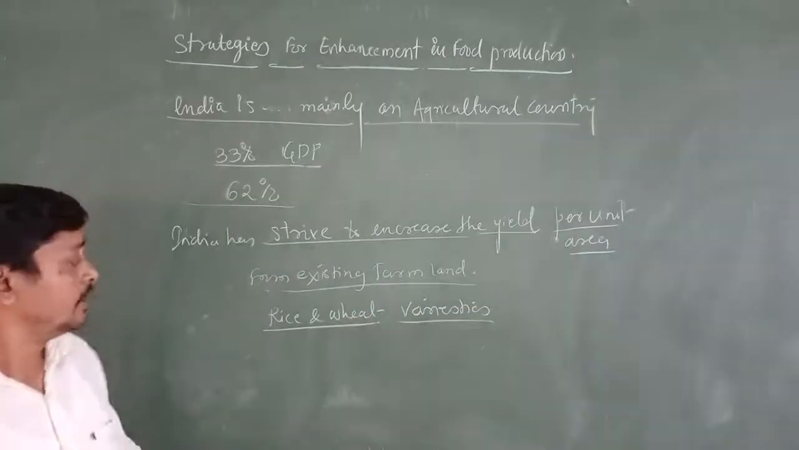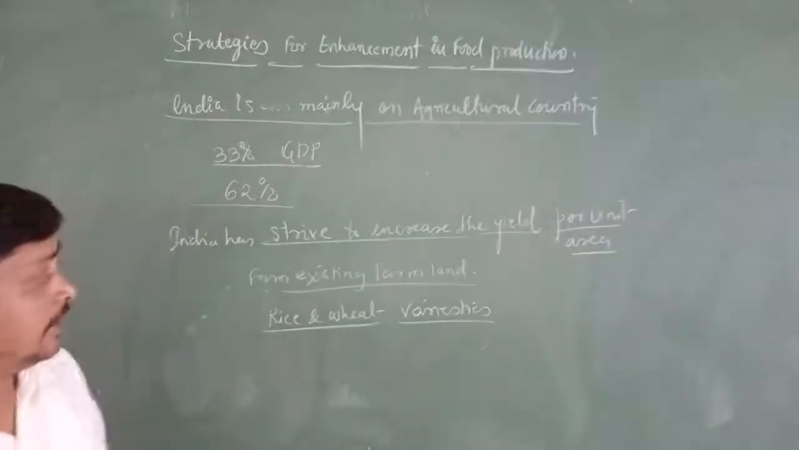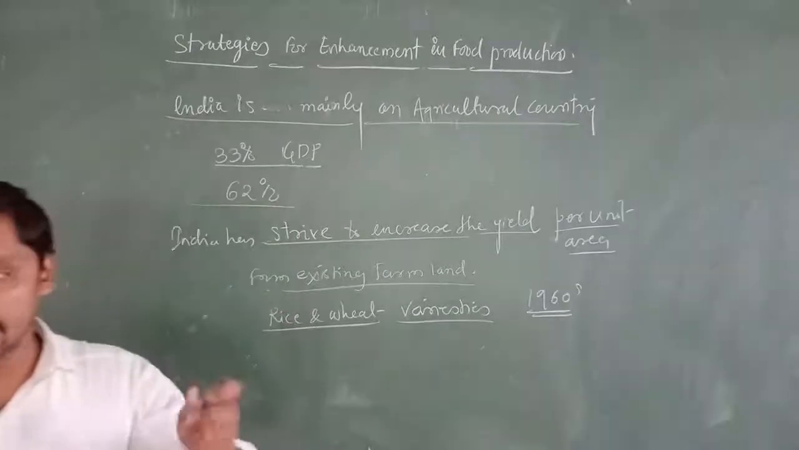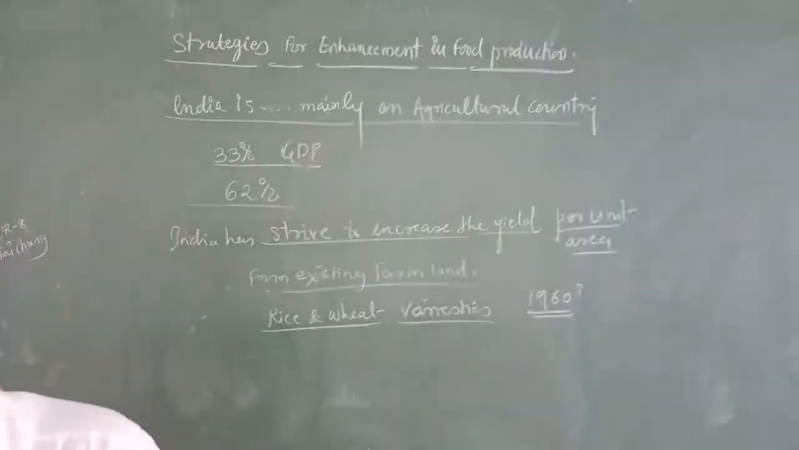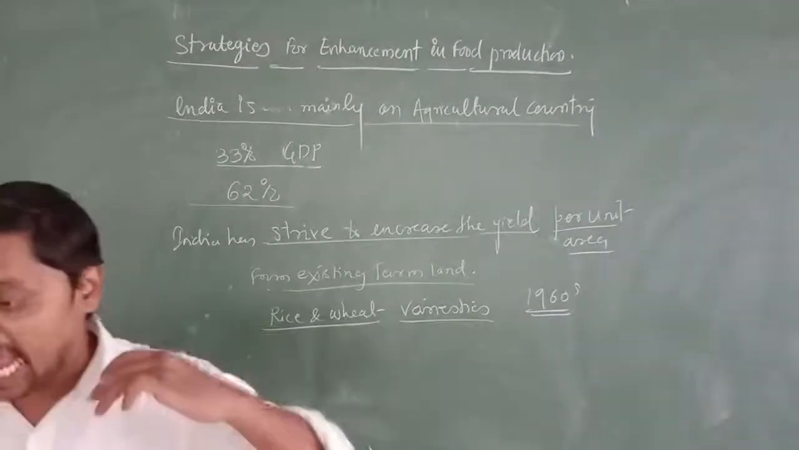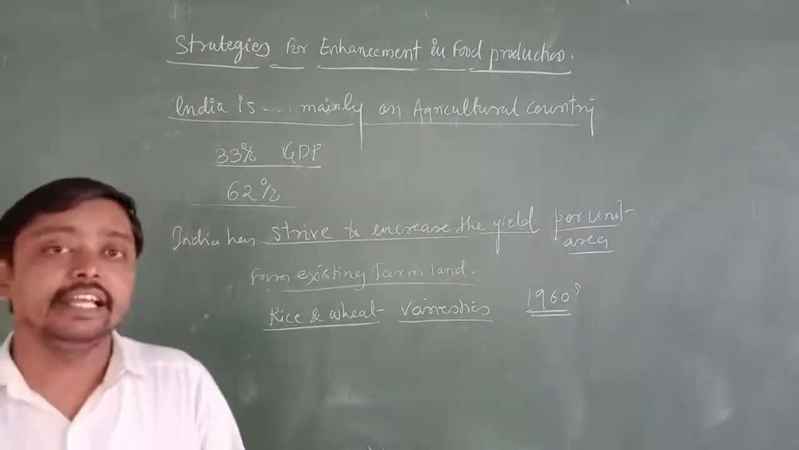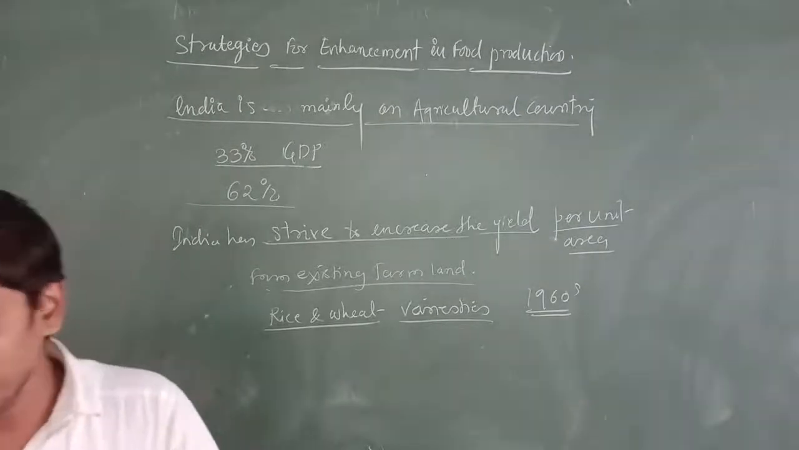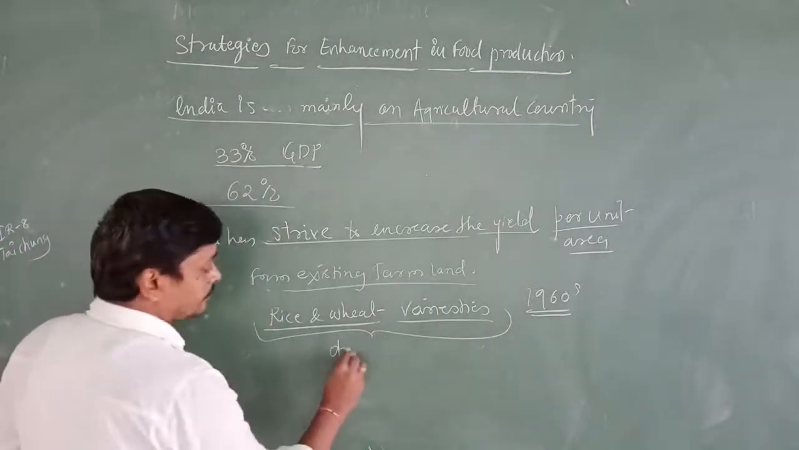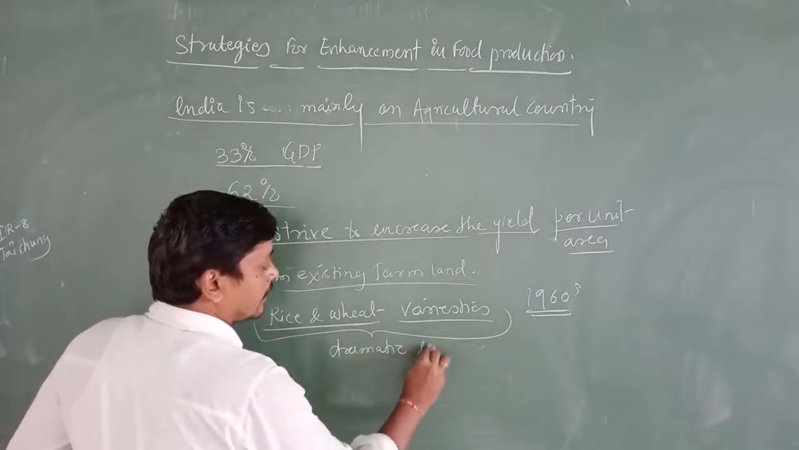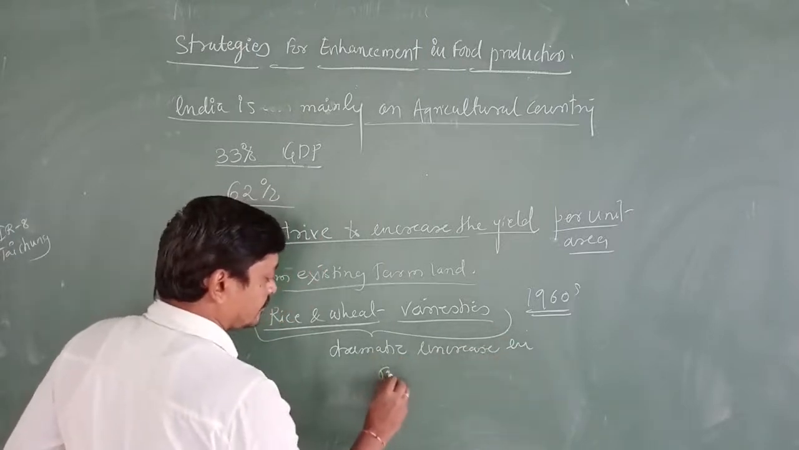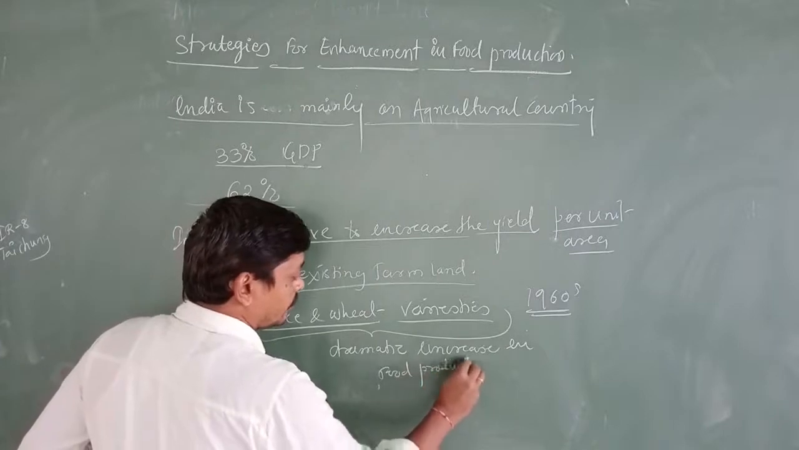Scientists had developed certain rice and wheat varieties in the mid of the 1960s. In the mid 1960s, some varieties regarding rice and wheat were developed, and they added a dramatic increase in food production in our country.